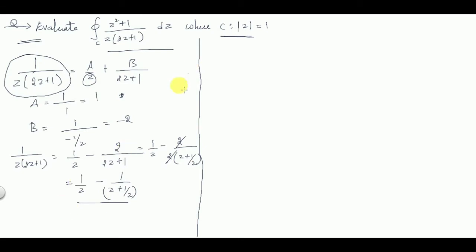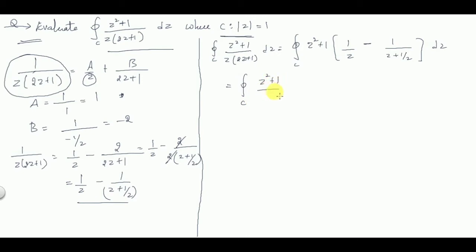Okay, so integral over C of z square plus 1 divided by z into 2z plus 1 dz now becomes integral over C of z square plus 1 as it is, into 1 by z minus 1 by z plus 1 by 2 dz. So this can be split into two parts: integral over C of z square plus 1 by z dz, minus integral over C of z square plus 1 by z plus 1 by 2 dz.